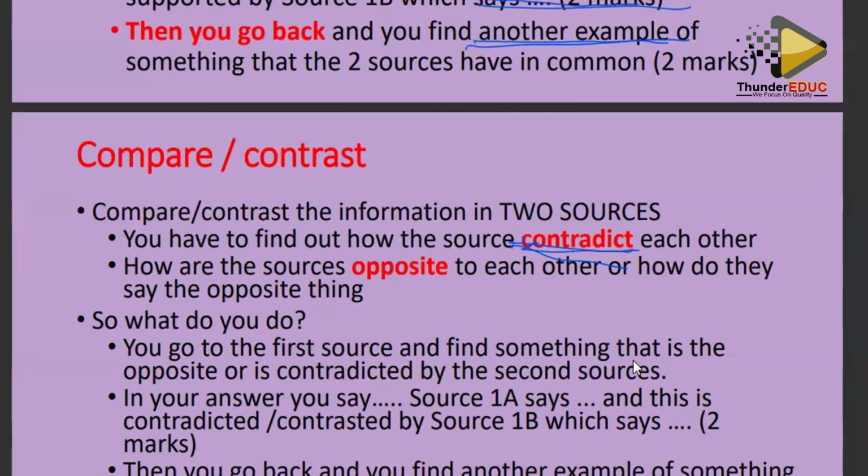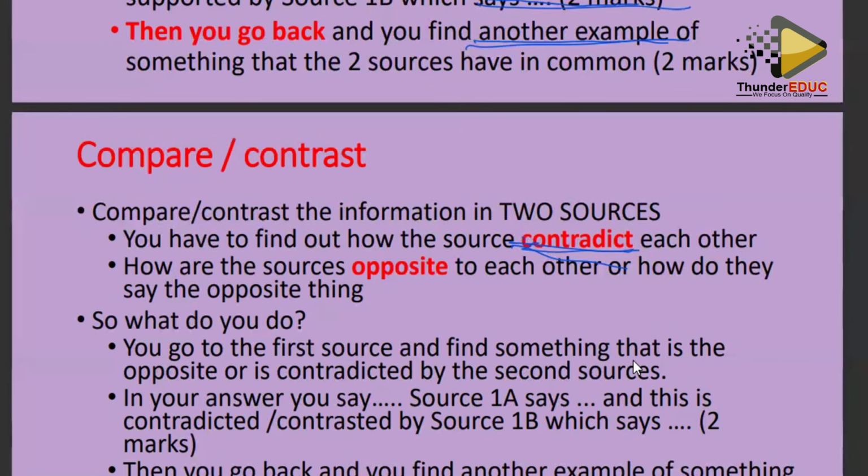So we are saying, how are the sources opposite to each other, or how do they say the opposite thing? That is with a contradict question or a contrast question. So what you do, you go to the first source, find an idea there. Maybe you will use an example of Great Gulf again. Maybe you are looking at the origins of Cold War.